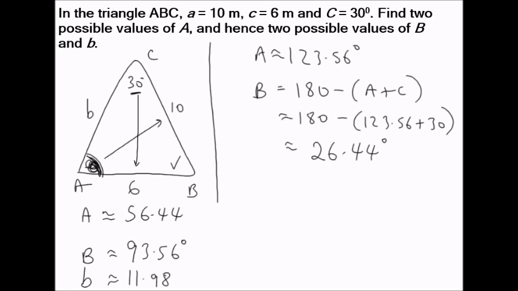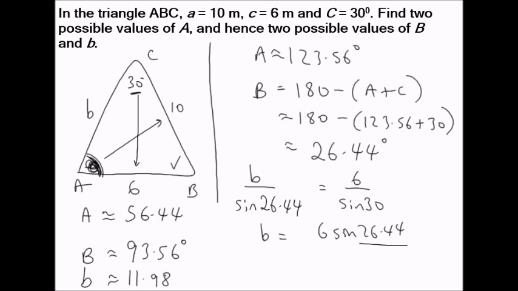Okay, so now working out length b. Once again, we'll do length b over sine of angle B, which is now 26.44, and use the ratio given once again of 6 divided by sine of 30. So b would equal 6 times the sine of 26.44 divided by the sine of 30, which would give us an approximate value. So we have a length of 5.34.